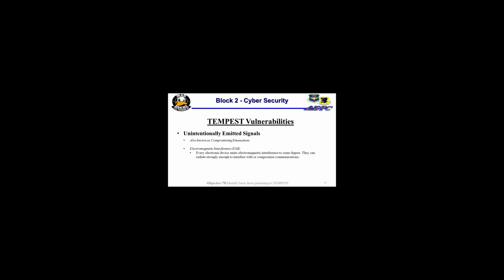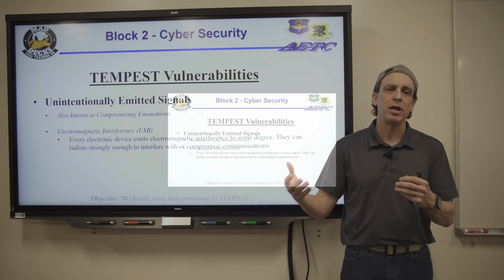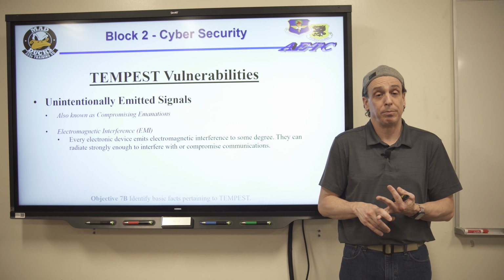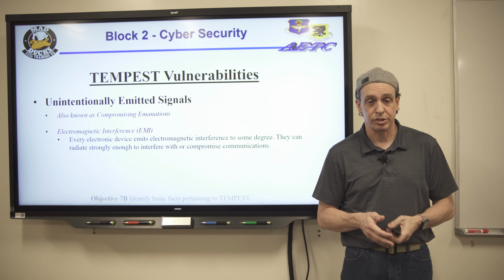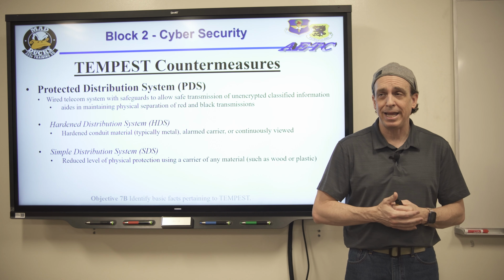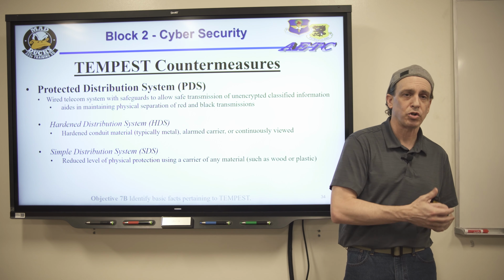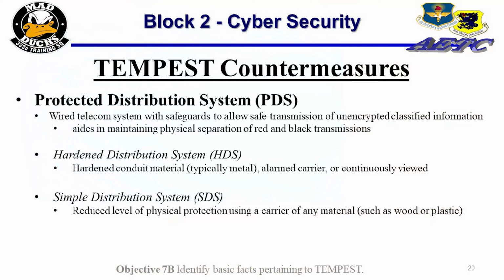Microwaves are another example that can interfere with transmissions. So every electronic device emits these electromagnetic waves in one shape or form. Depending on their power, they can interfere or completely jam communications. So certain measures that we can take to protect our transmission lines is through the use of what they refer to as protected distribution systems, PDSs.